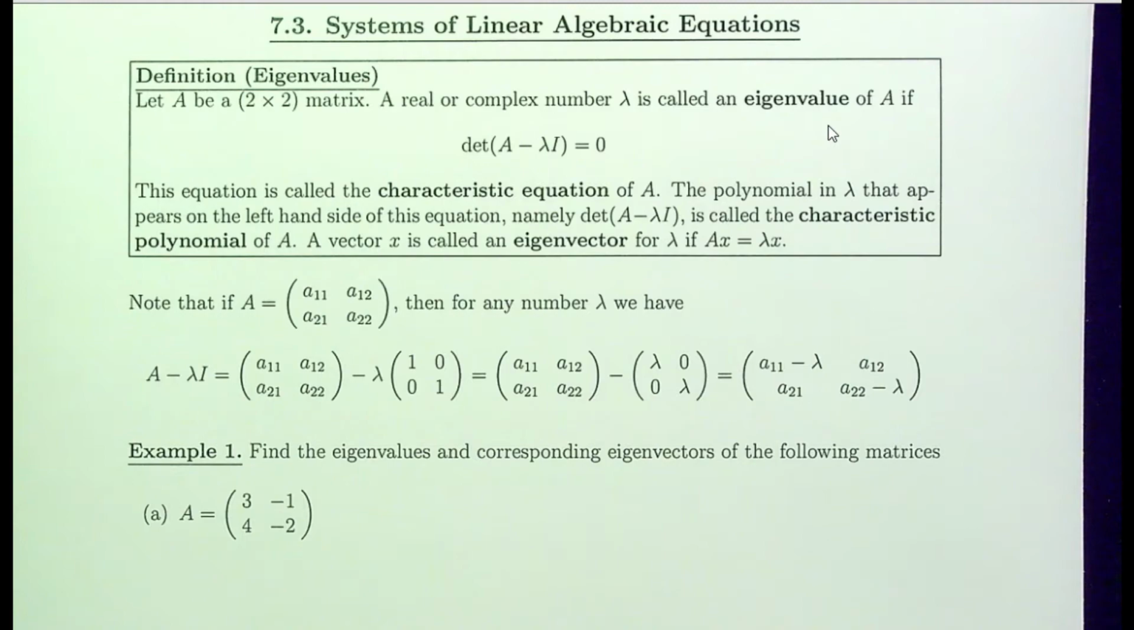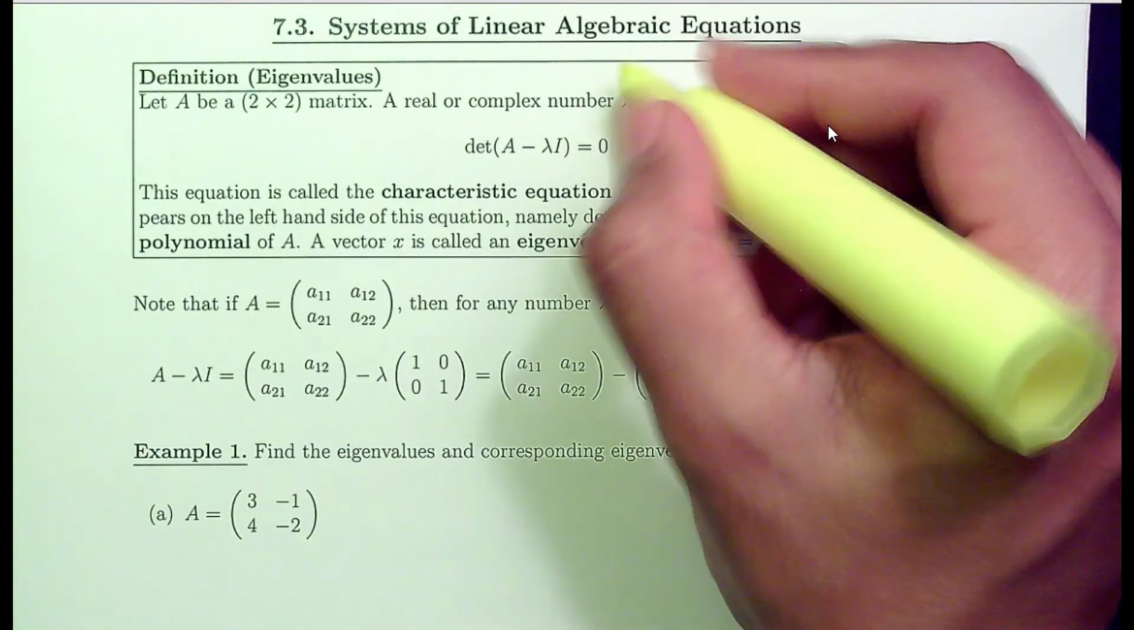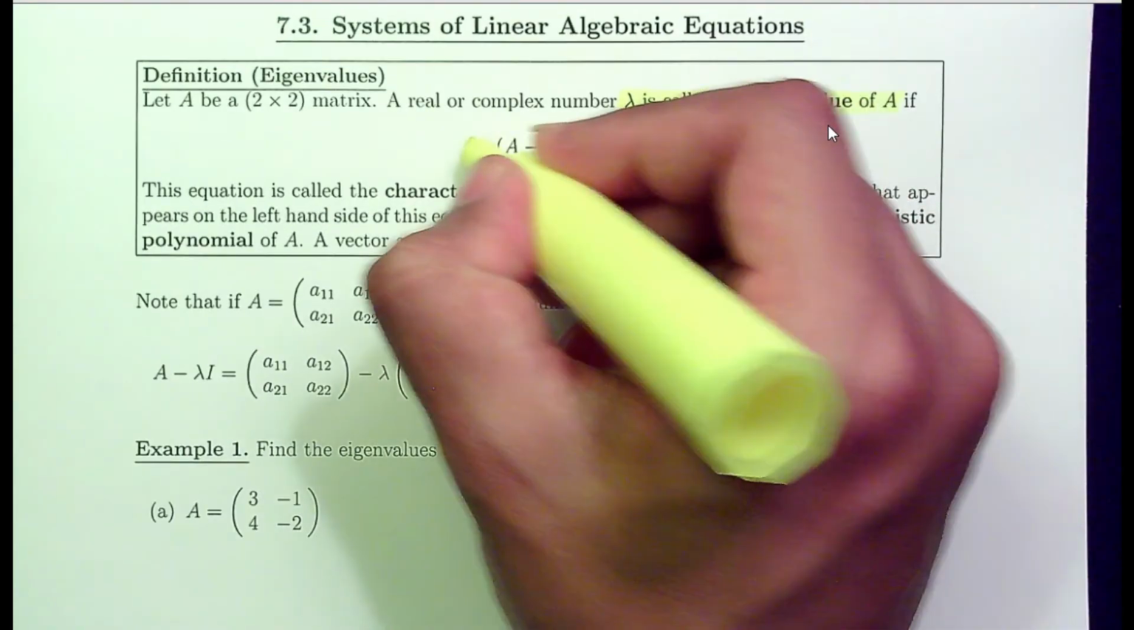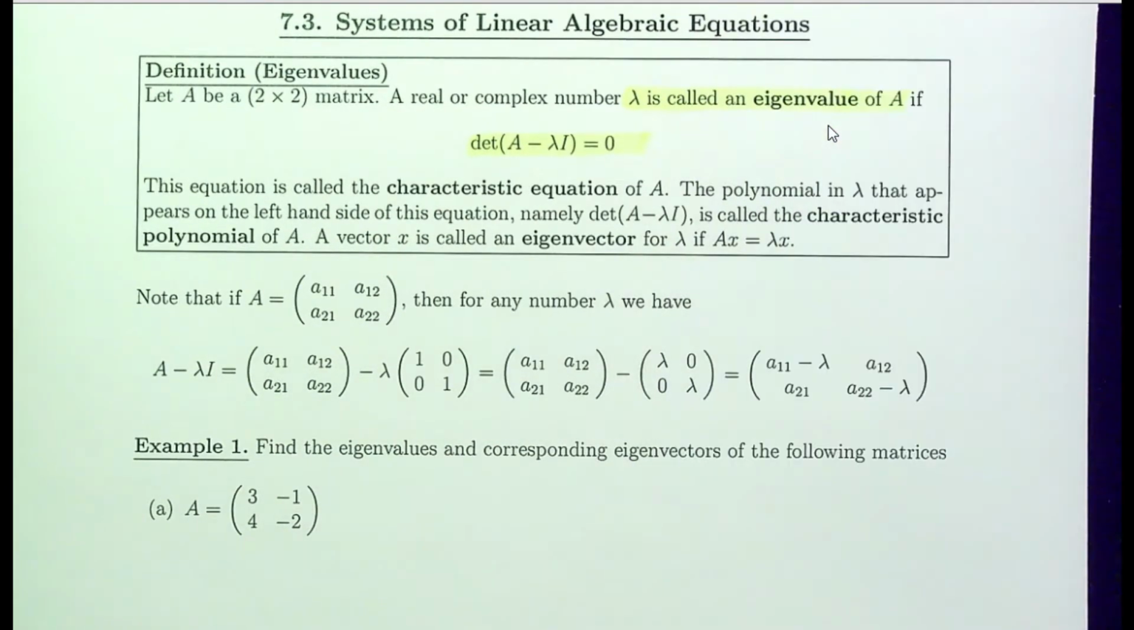Okay, if you have a 2 by 2 matrix, call it A, then a real or complex number, lambda, is going to be called an eigenvalue of the matrix A if, when you compute the determinant of A minus lambda I, you get 0. If lambda is a number that satisfies this equation, that is called an eigenvalue of the matrix.